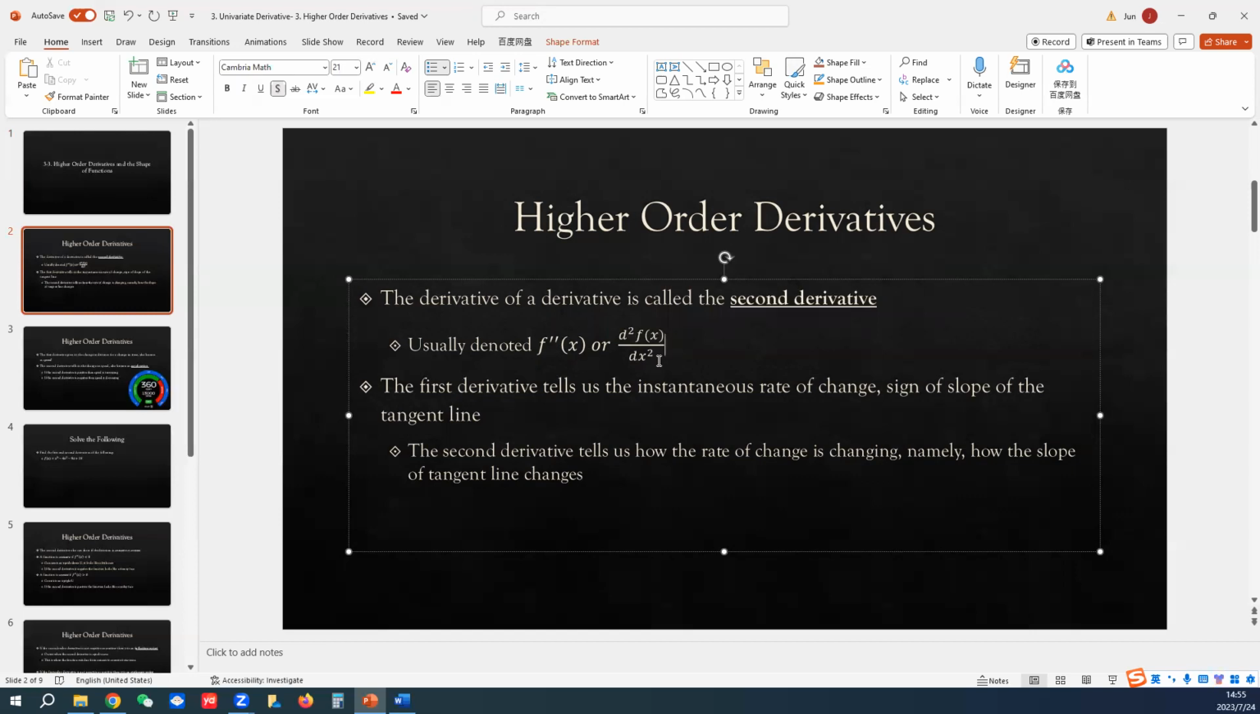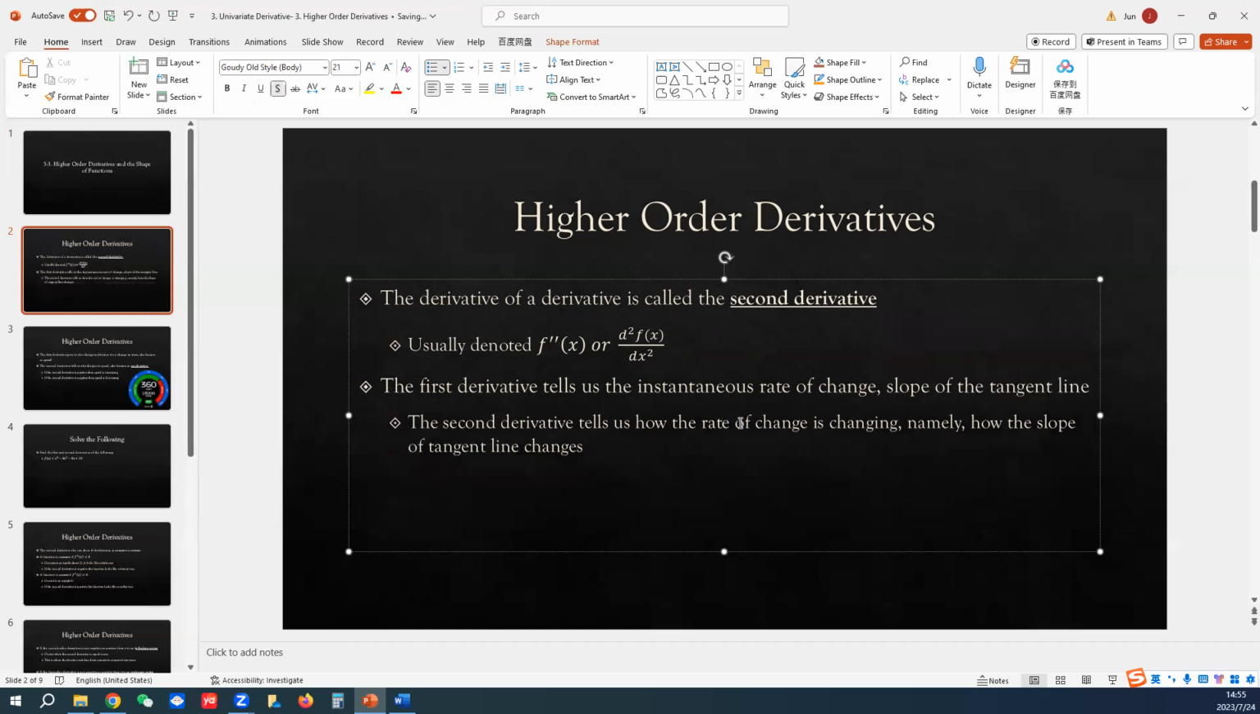So the first order derivative tells us the instantaneous rate of change, or namely the slope of the tangent line, right? And the second order derivative now tells us how the rate of change is changing, how the first order derivative is changing, right? So basically, a derivative just tells you how the original function that you are deriving is changing. So now the second order derivative is basically telling you how the first order derivative changes instantaneously, so basically how the slope of the tangent line changes.